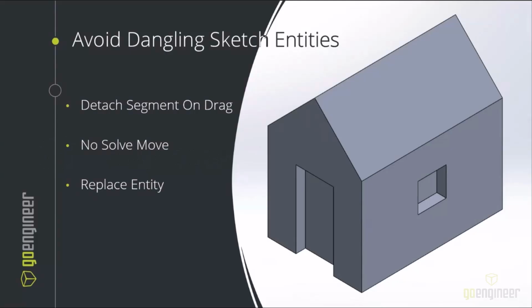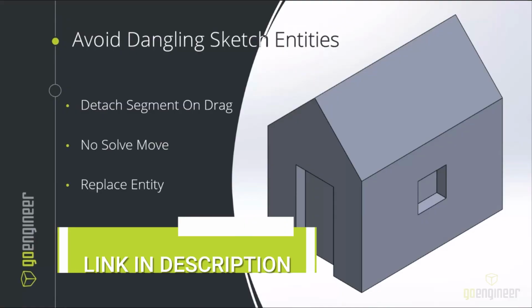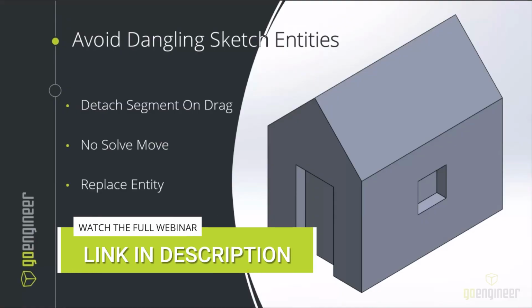When geometry changes, how do I avoid those dangling sketch entities? We're going to look at three tools that are going to help with that: Detach segment on drag, No self move, and Replace entity. So how do we get a dangling sketch entity in the first place?